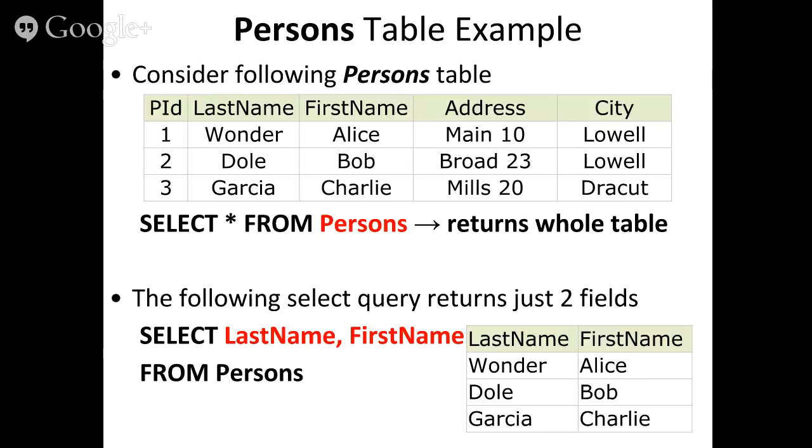Here we have a couple of examples. We have a select star from persons, which returns the entire table, meaning it returns the table just as it is, with all the fields and all the records. Or here, again, we're filtering horizontally, and we want only a subset of the fields. We only want the last name and the first name, so there it is. We don't get city, we don't get address, only first name and last name. We don't get the person ID.